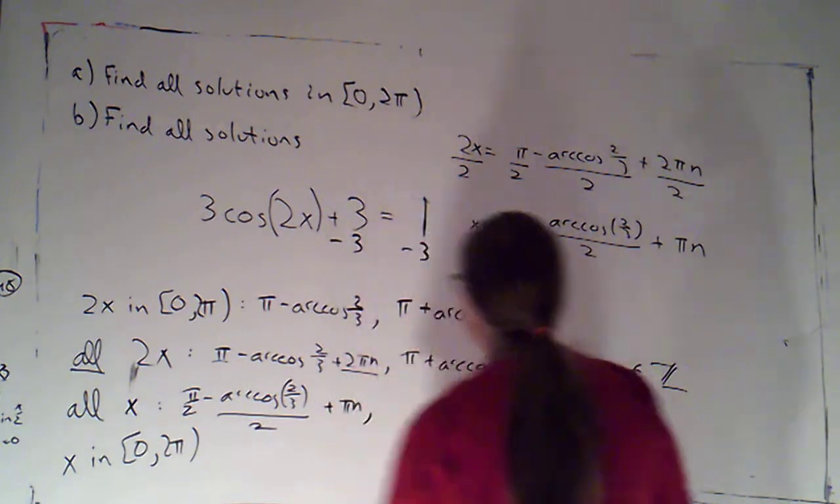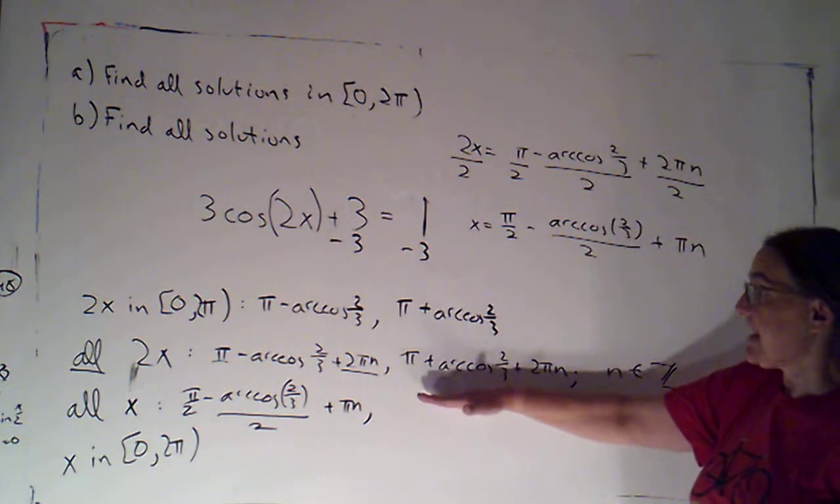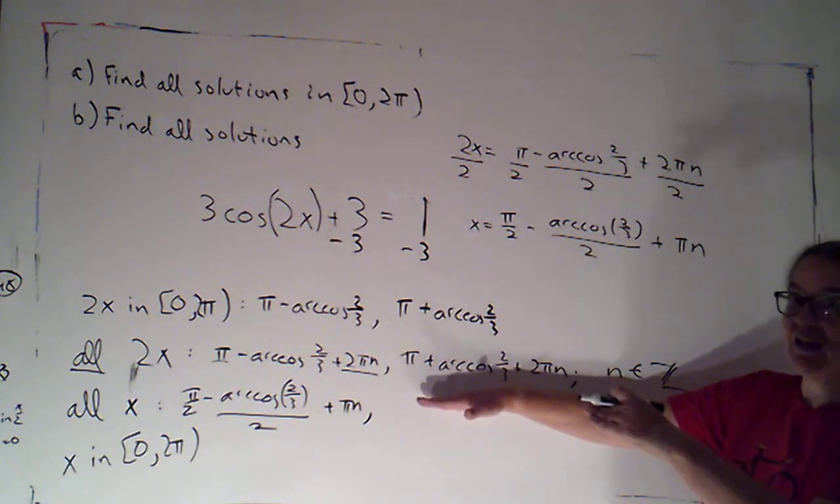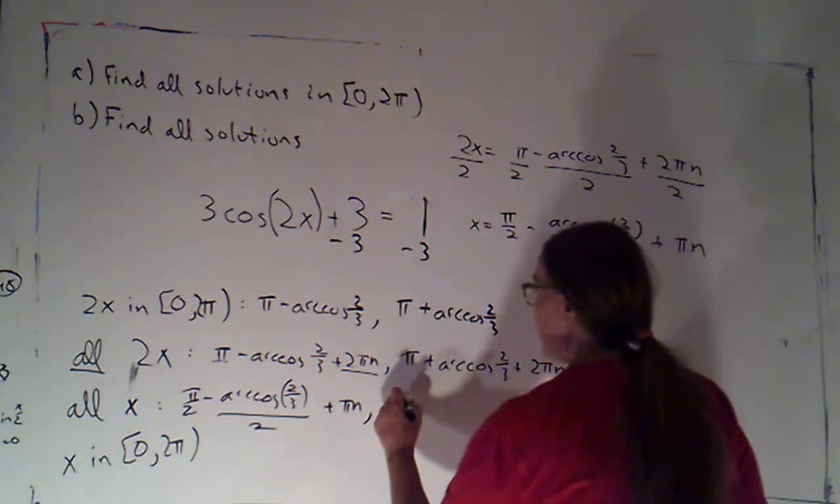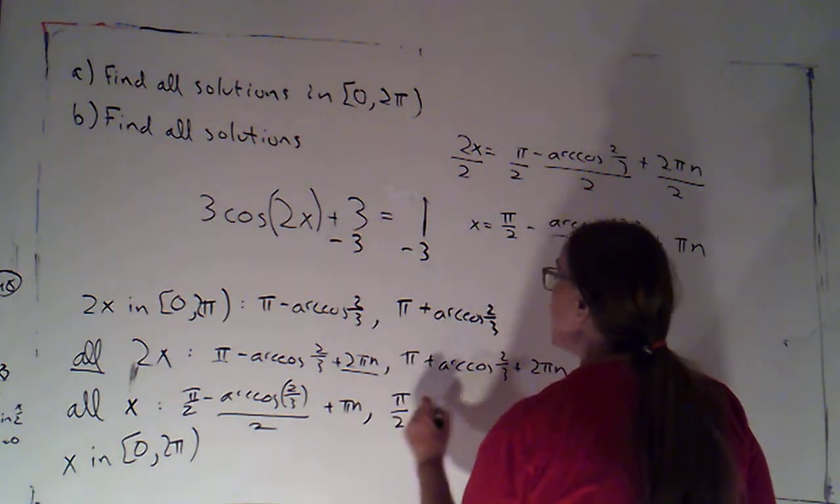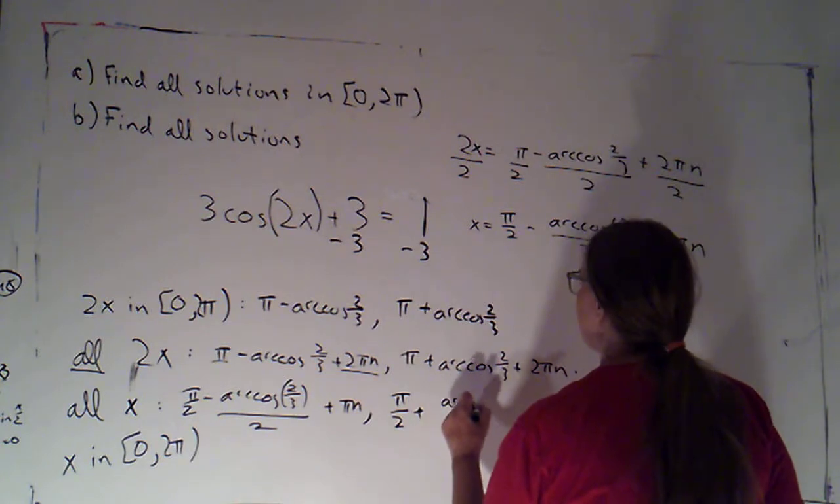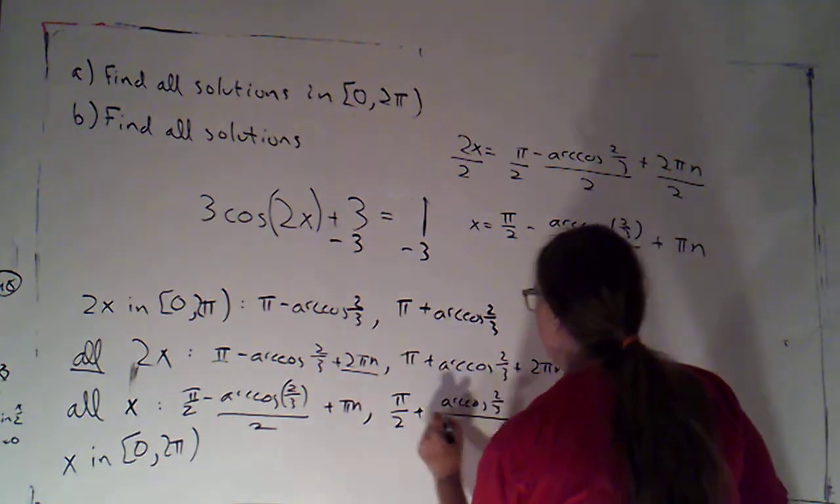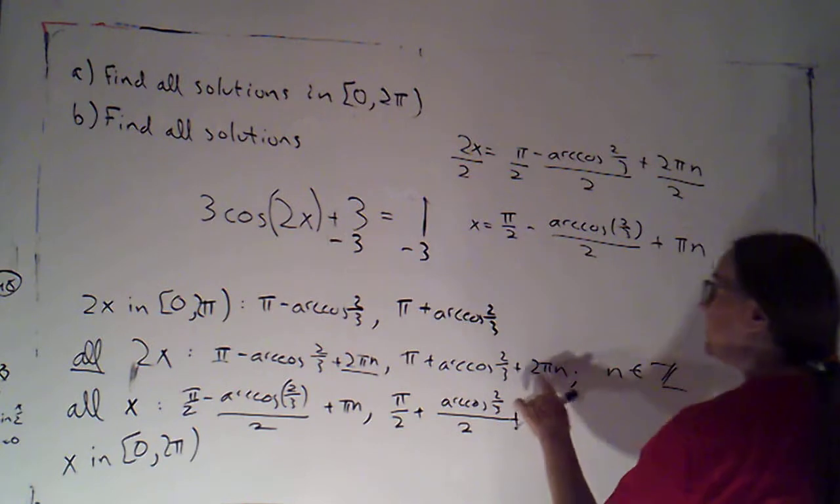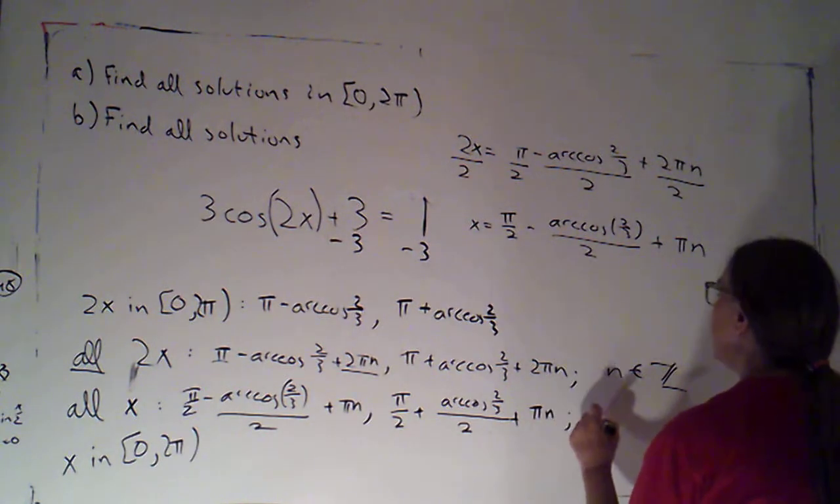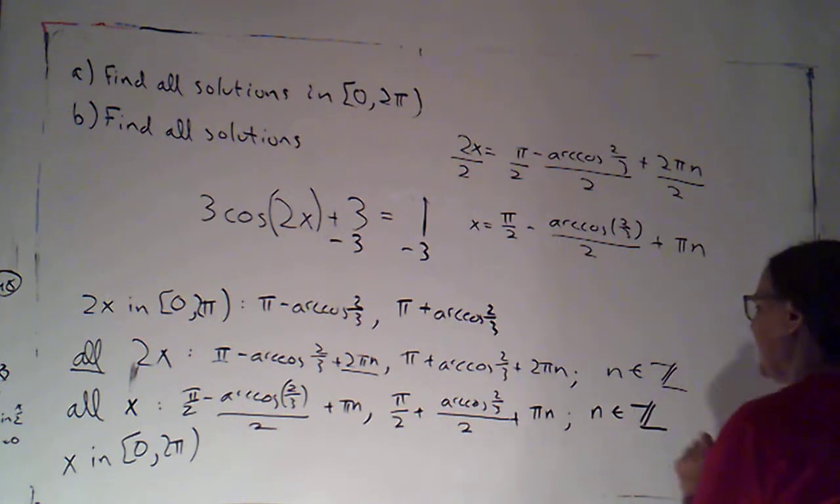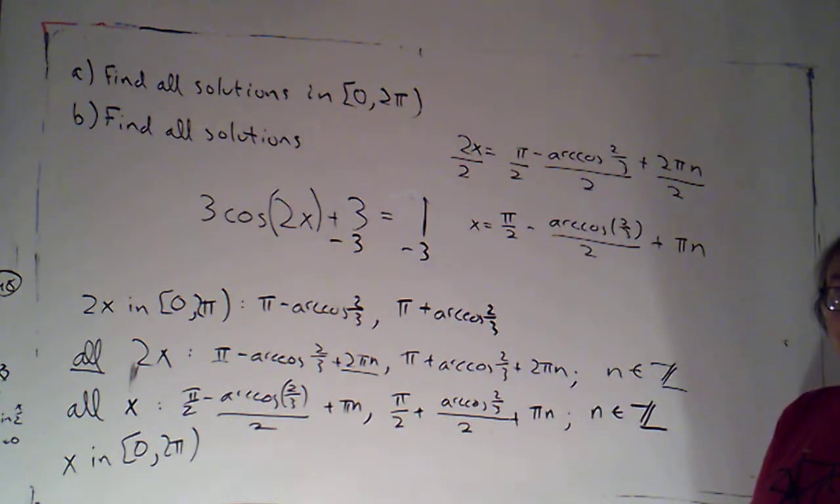plus pi times n, or I could take this and divide it by 2. Again, that's dividing each term by 2. So that would give me pi over 2 plus arc cosine of 2/3 over 2 plus 2 pi n divided by 2 is plus pi n. And I do need to state again that n is an integer. Okay.